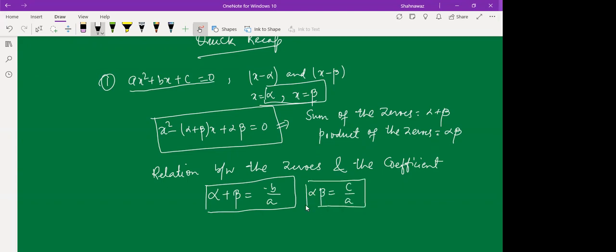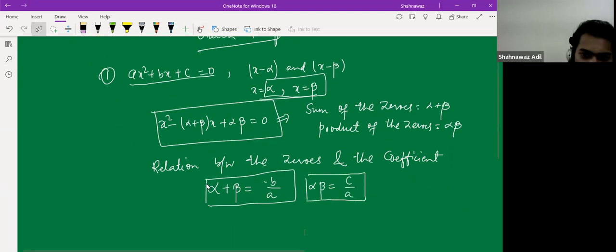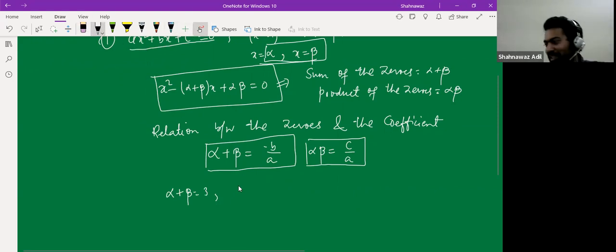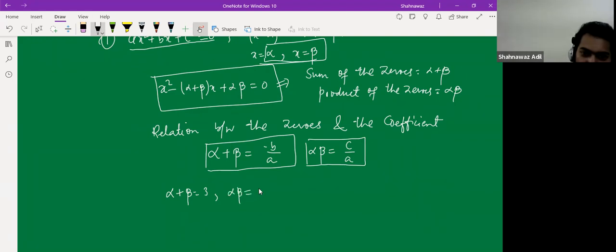Yes. And if you are given the sum of the zeros, let's say the sum of zeros is 3 and the product is, let's say... It's iftar time here, so that's why this sound. So let me have... Okay, so the product, let's say it is 2.